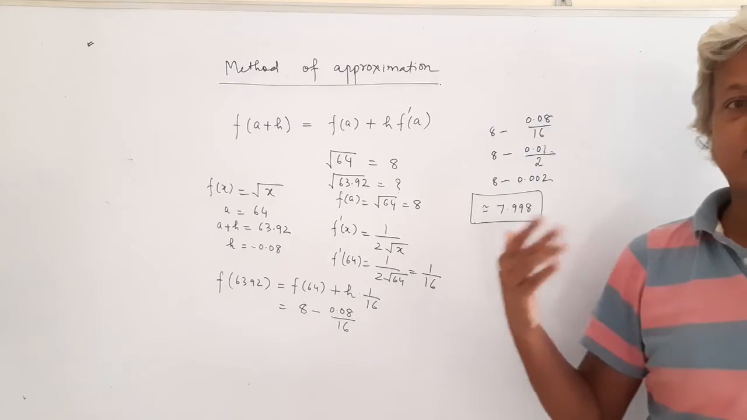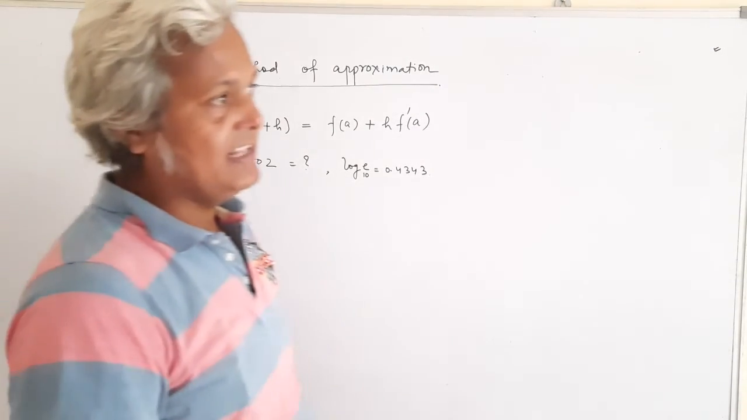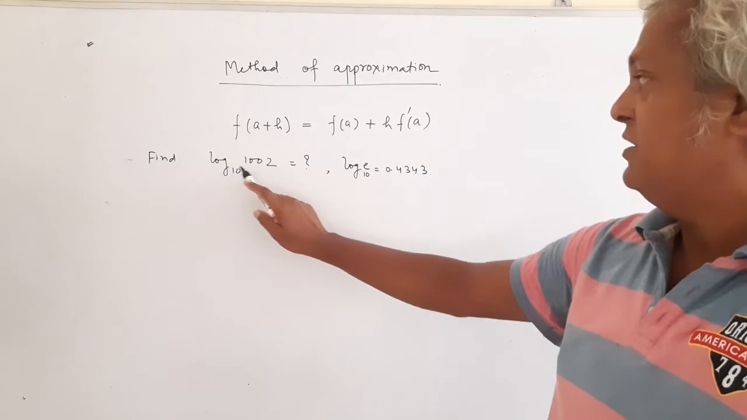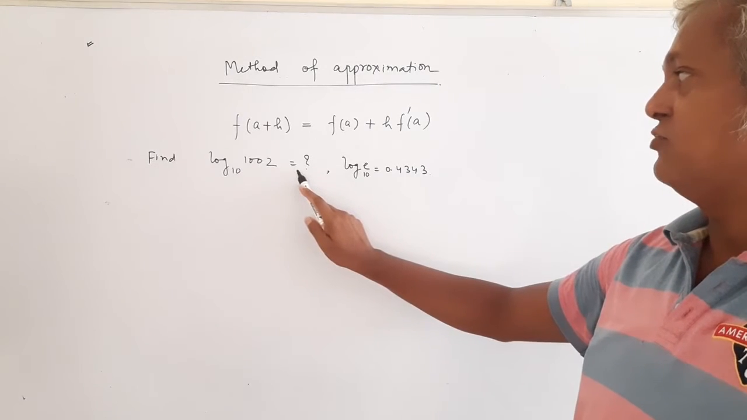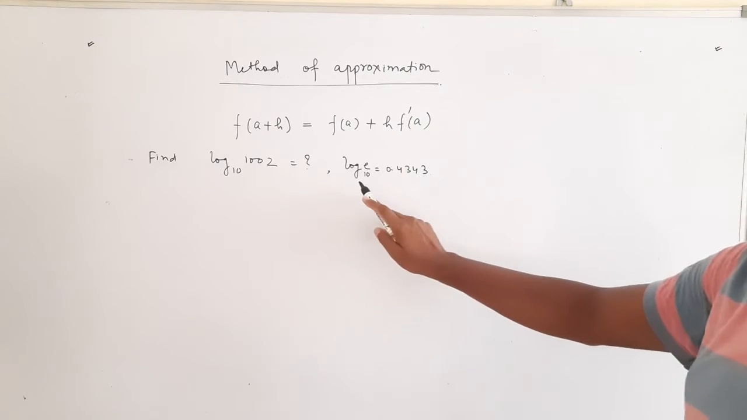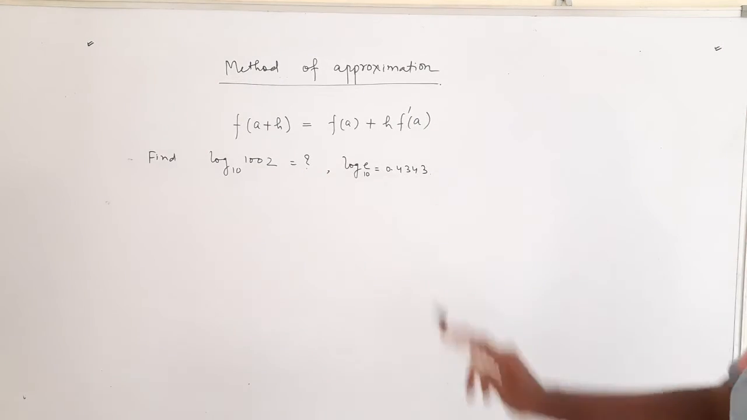Now I take one more example to explain the very same idea. Here I have taken another example which asks me to find the value of log 1002 to the base 10. This is a logarithmic function with the base 10. And we are given the information that log e to the base 10 is 0.4343.